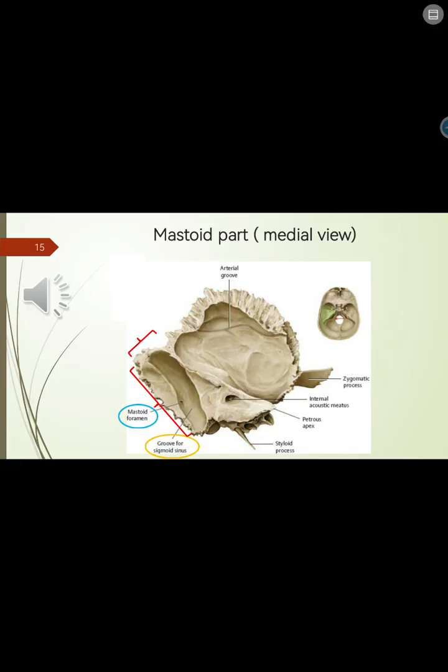We have some borders here. The superior border of the mastoid part articulates with the parietal bone, and the posterior border articulates with the occipital bone.